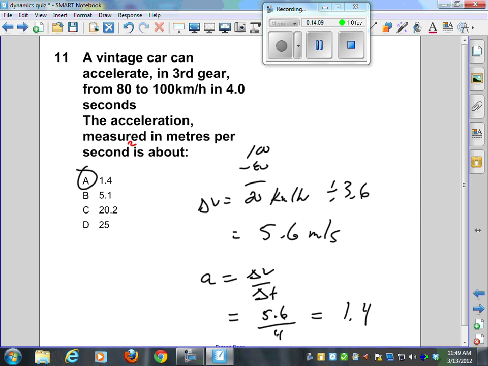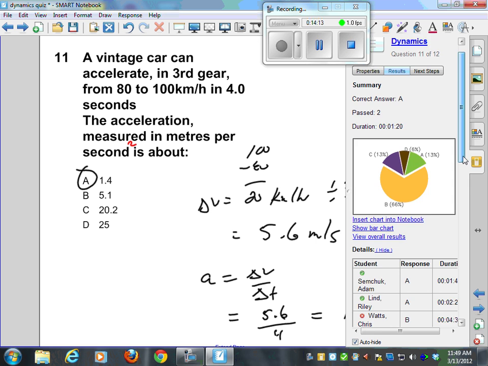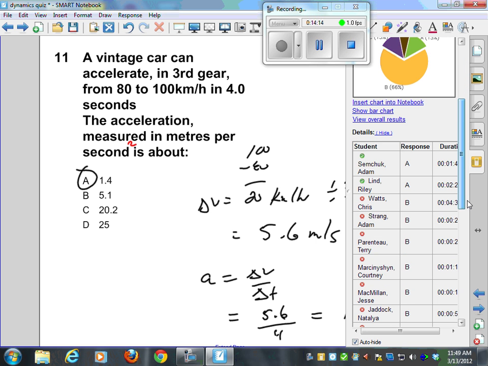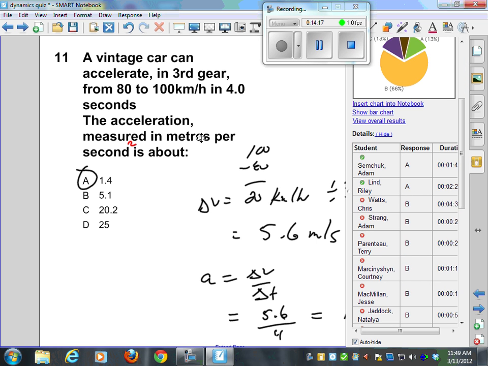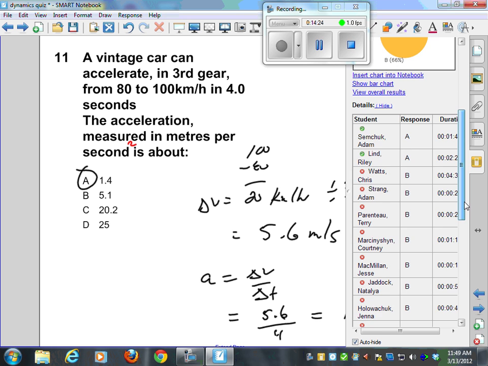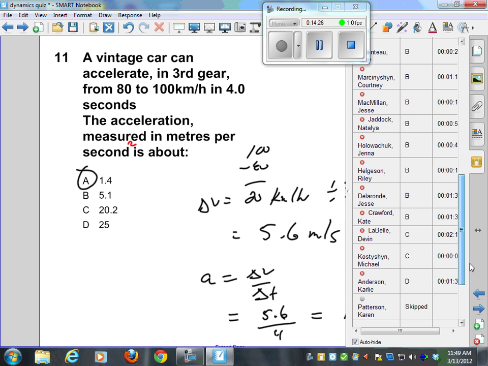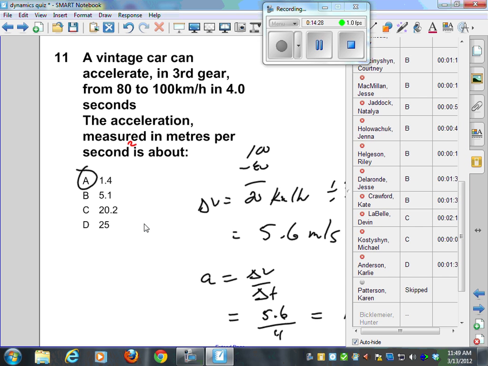My answer is A. And we're a little bit all over the board here. Lots of big B, probably because you took 20 and divided by 4, right? If you picked B, that's because you didn't convert to 3.6, which is what the vast majority of you did. A couple C's. I'm not sure how you get that 20.2.